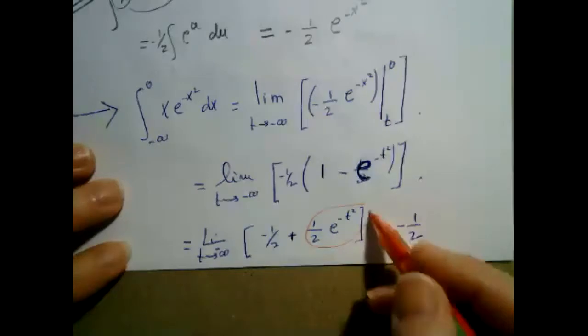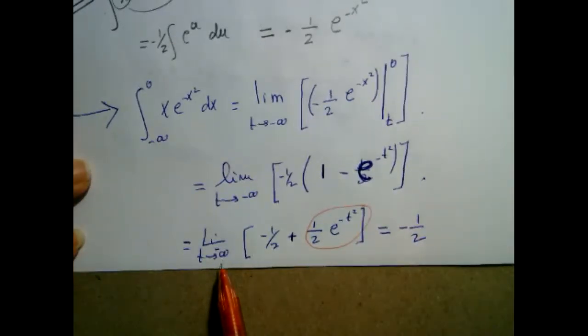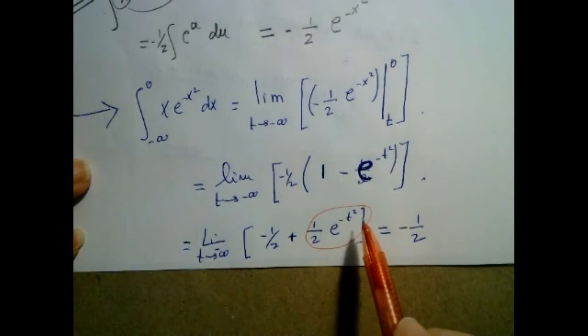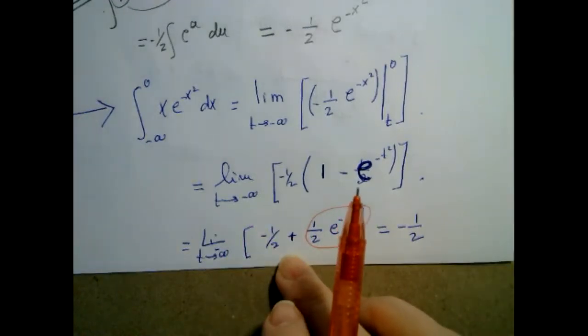Right, because remember, t goes to minus infinity. But here I have t squared, which is a positive number. Otherwise, I will have a problem. I'll mention that in a minute.